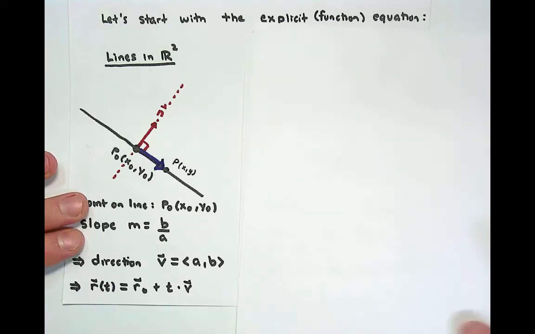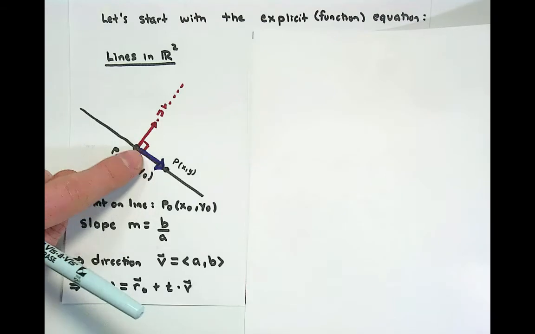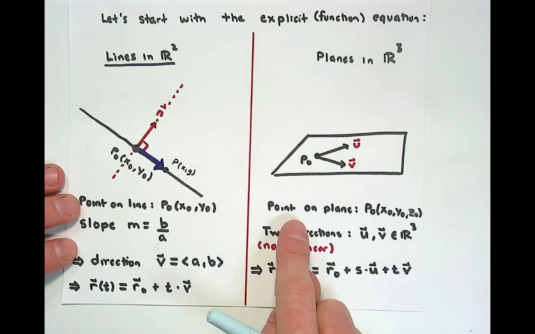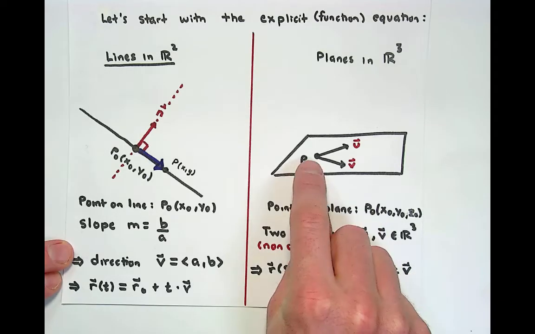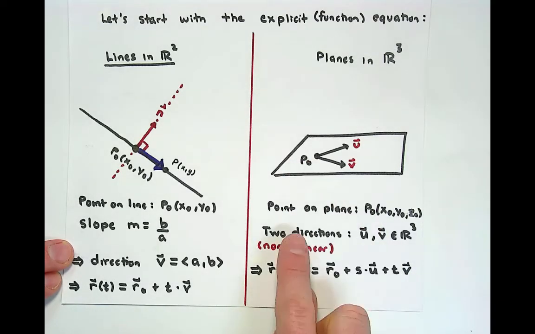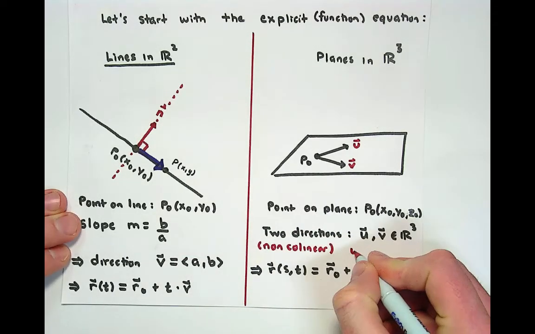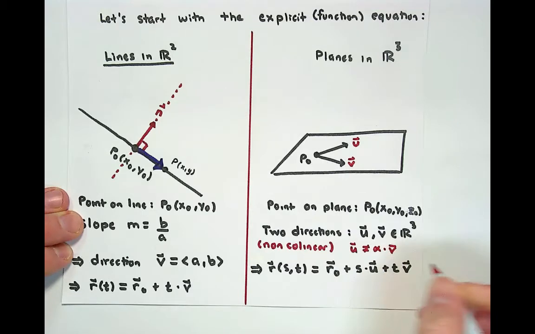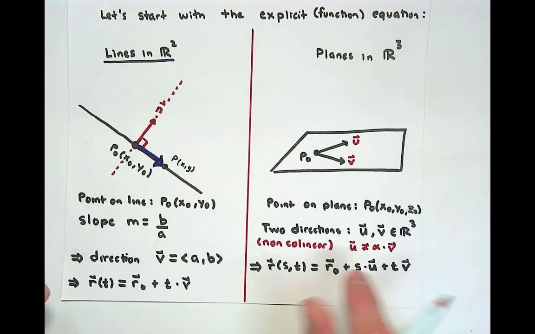Once we have this in mind, we can think about the analog in R3. Just like a single direction vector v creates a line, we might say that a plane is created when we have a point P naught on the plane, and then we have two direction vectors that are non-collinear. Non-collinear basically means that one cannot be written as a scalar multiple of the other. So the angle between these two vectors is definitely not 0 or 180. It's somewhere in between there.